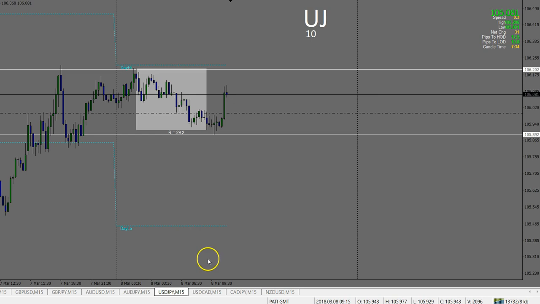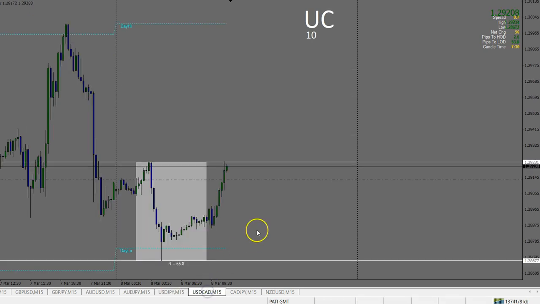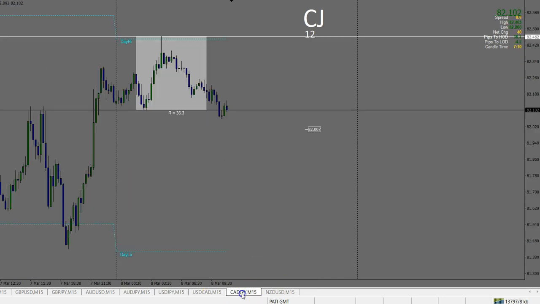US dollar Japanese yen, no change there, no trades to be taken. US dollar Canadian dollar, very, very close to taking an entry on that US dollar strength, and so I'll let that run. Looks like that's going to take any second now. That's taken. Okay, so I'm in the US dollar Canadian dollar. And Canadian dollar Japanese yen, I took this trade earlier on when it hit our criteria, pulled back and closed back in the range, so I had to punch out of that, losing 2 pips.